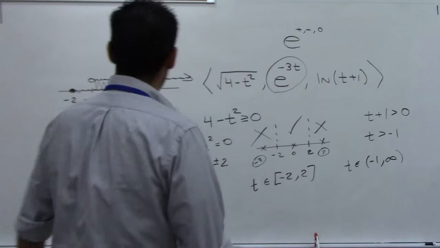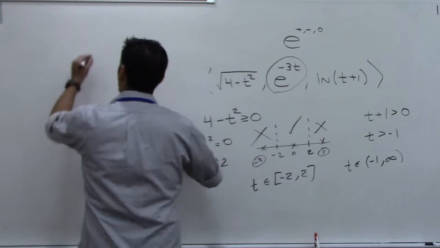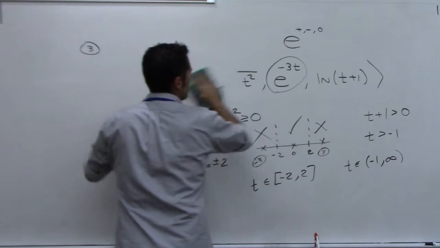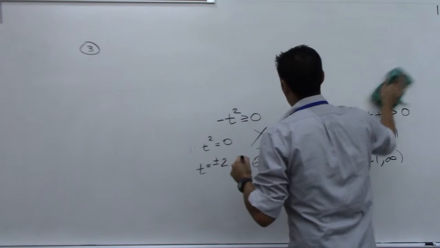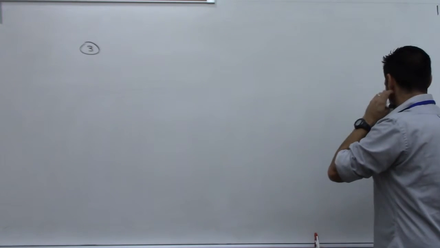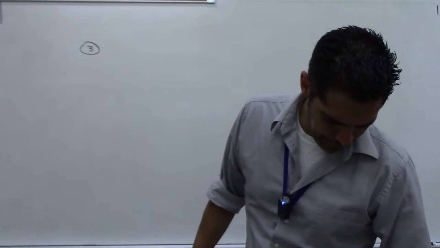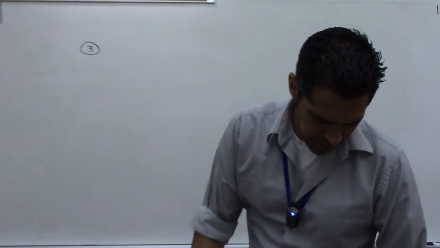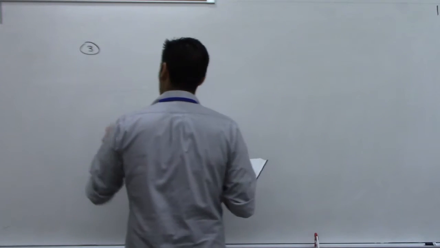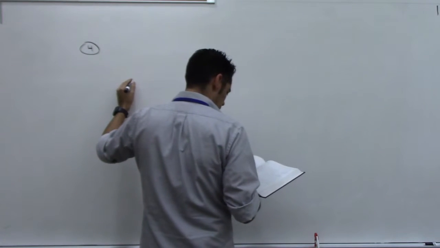Number 3, we're going to find a limit, the limit as t goes to 0. Well, you know what, let me do 4. 4 looks more interesting.